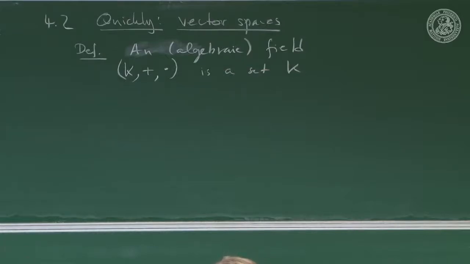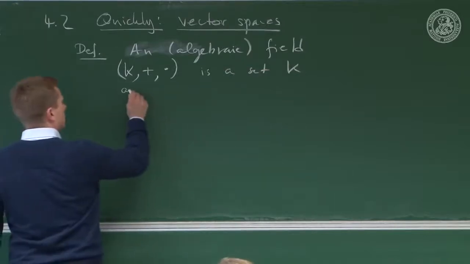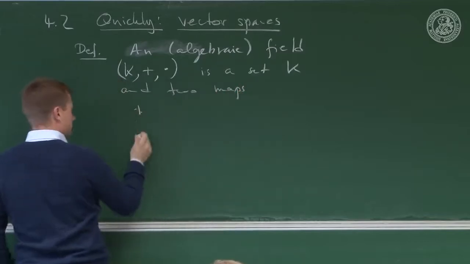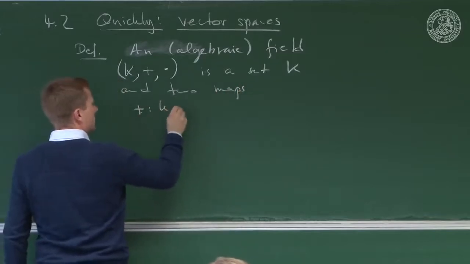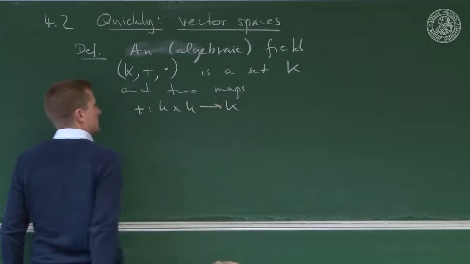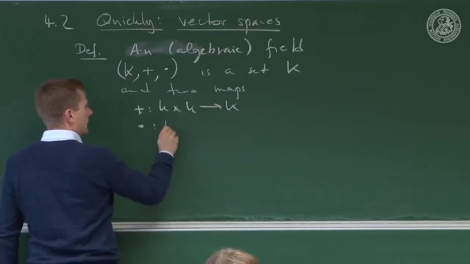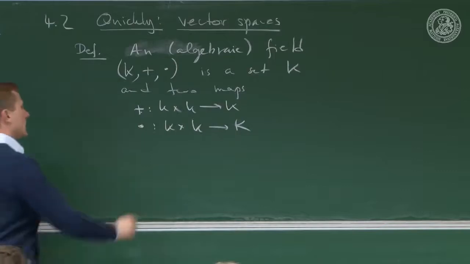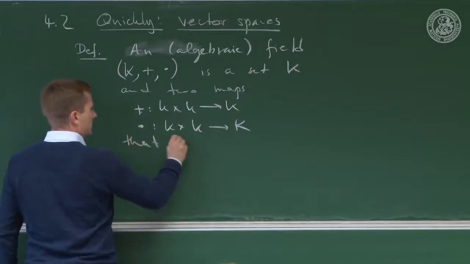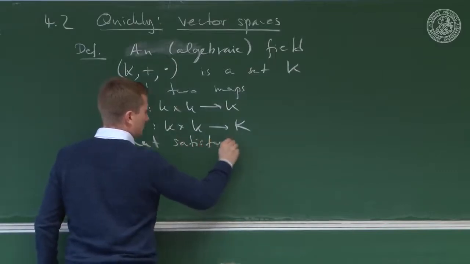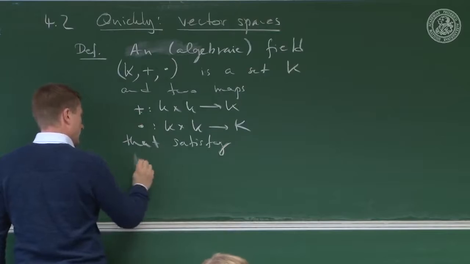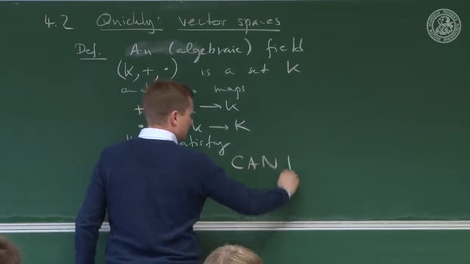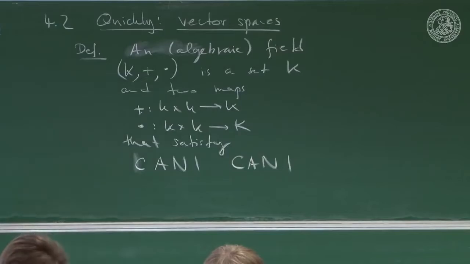together with two maps, and two maps plus takes two elements in K and maps it to K, and multiplication also takes two K's and maps it to K, that satisfy CANI, CANI. So you saw this before, therefore I make it quick.